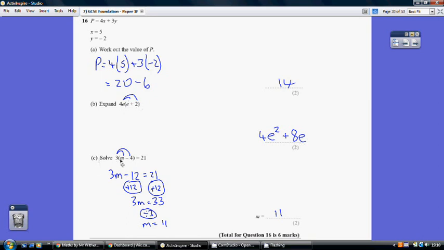Now part C, so we've got to solve this. We start off by expanding the bracket, a bit similar to what we've done in B. So 3 times m is 3m, 3 times minus 4 is minus 12. Now we want to get the 3m on its own, so we choose to add 12 to both sides. So 3m equals 33. Divide both sides by 3, we get m equaling 11.